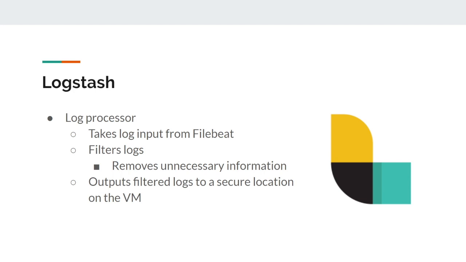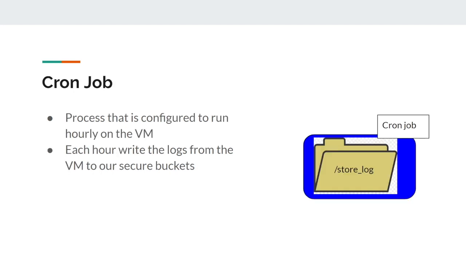The information that we keep is things like the user, when the log was taken, the timestamp, and what the actual message of the log was and where it came from. And then it outputs the filtered logs to a secure location on the VM that only the root user can access and modify. A cron job is just a process that's configured to run hourly on the VM.